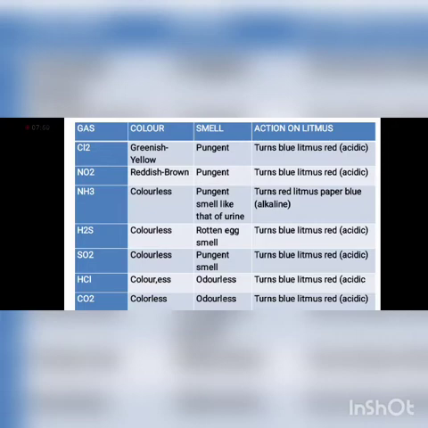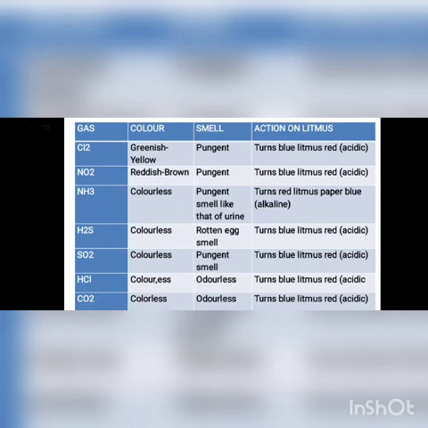Now, chlorine gas, the color of chlorine gas is greenish yellow. When you see a greenish yellow gas that is being produced in a reaction, you suspect chlorine, and the smell is pungent. So the action of chlorine on litmus is to turn blue litmus red because it is acidic. Any gas that is acidic will turn blue litmus paper red.